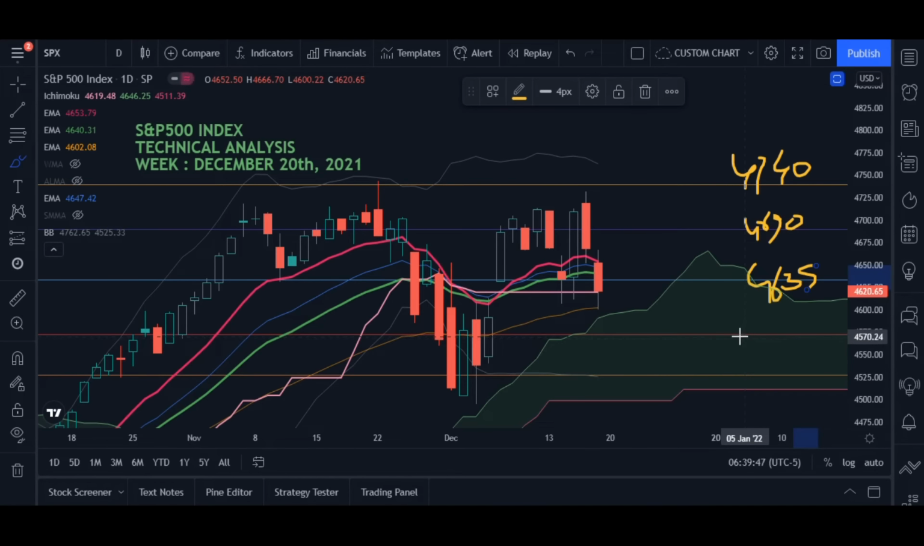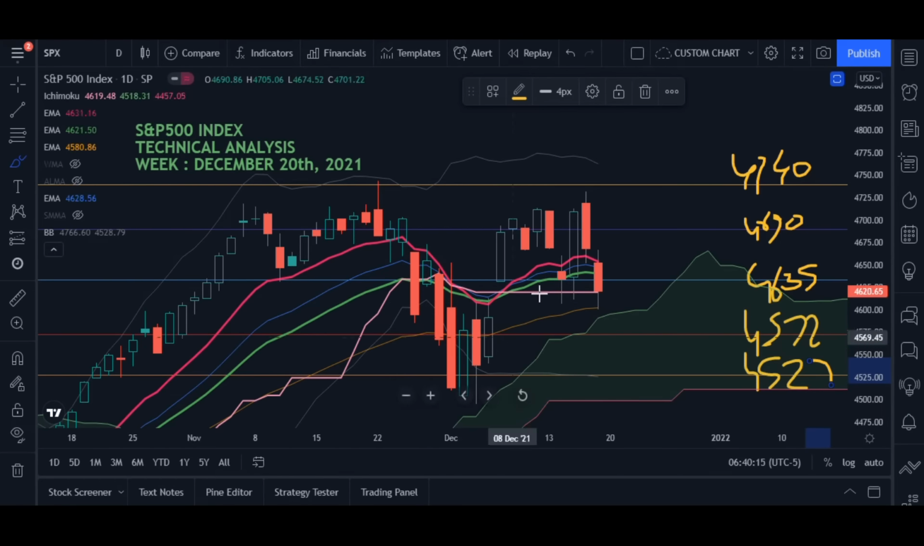4635. Okay. Now comes the support. So support we have 4572. You can write it like 4570 or 4575. Then again a good support, very good support at 4527.